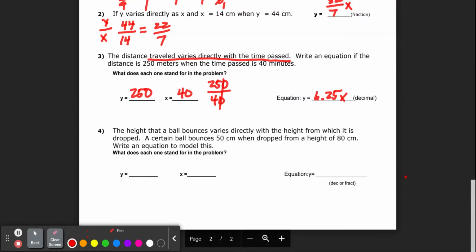Let's take a look at number 4. It looks like it's the last one. The height that a ball bounces varies directly. So right here, I'm going to find the height that a ball bounces, because that's going to be my numerator, my y. And then the other one will be my 80. So it's y over x, so 50 over 80. The zeros drop, so it'll be 5/8 x.